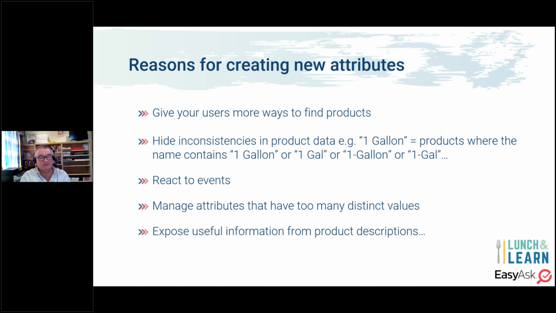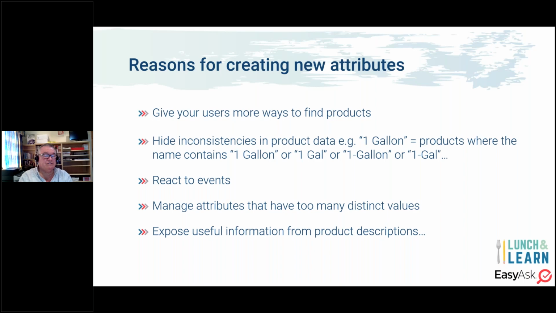And EasyAsk attributes allow you to take those different values and effectively map them to one consistent value, so that instead of showing filters where you may have all the different variants, you only show the 1 gallon, for example, in this case.